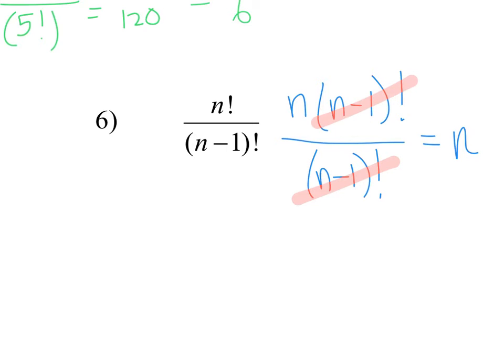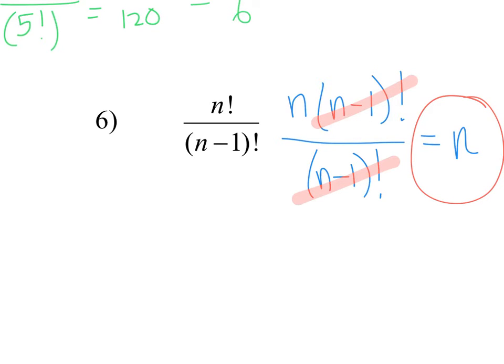Over on example 6, I simplified the numerator. I know that n factorial is n times n minus 1 times n minus 2 and so on, or n times n minus 1 factorial. I stop there because I have an n minus 1 factorial in the numerator and the denominator, which allows me to cancel, and all I have left is n.